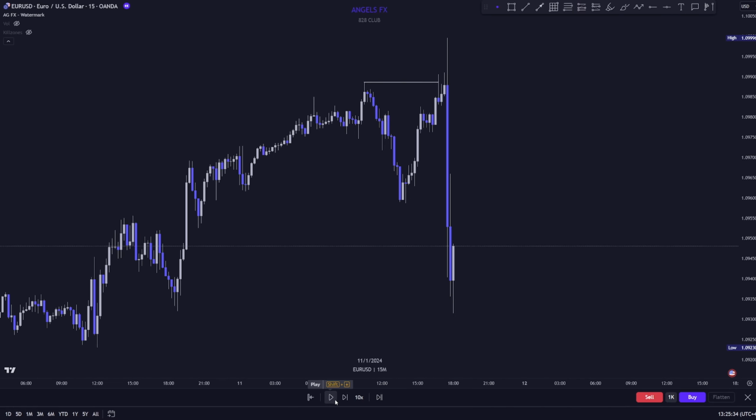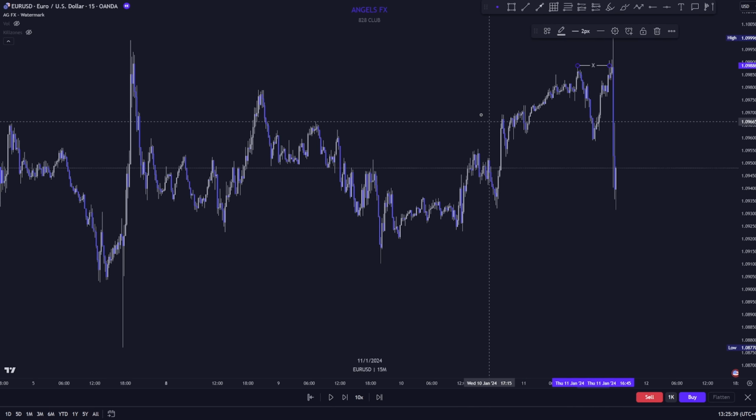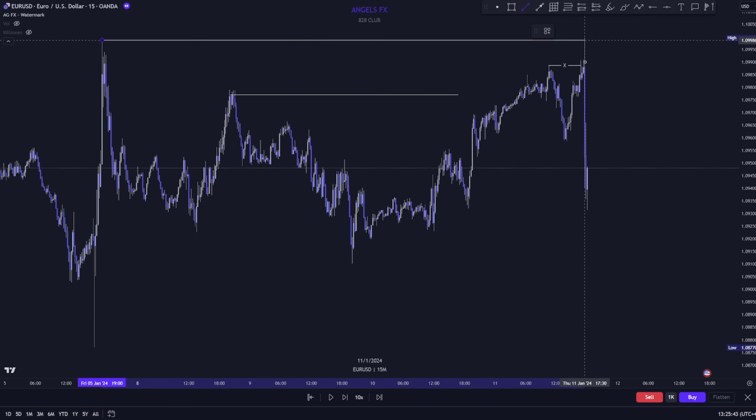So what we have here, as you can see, is that price swept liquidity, so we have a liquidity sweep, and price also swept this liquidity and also swept this liquidity, as you can see.